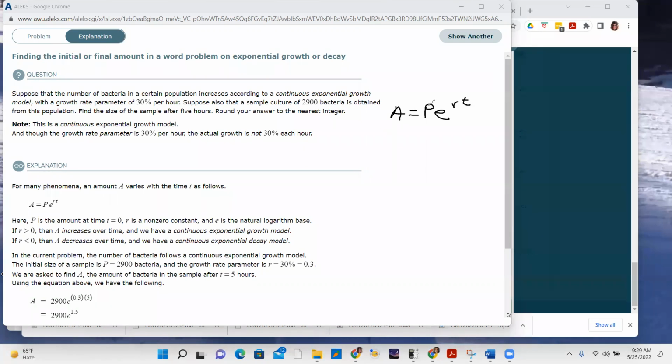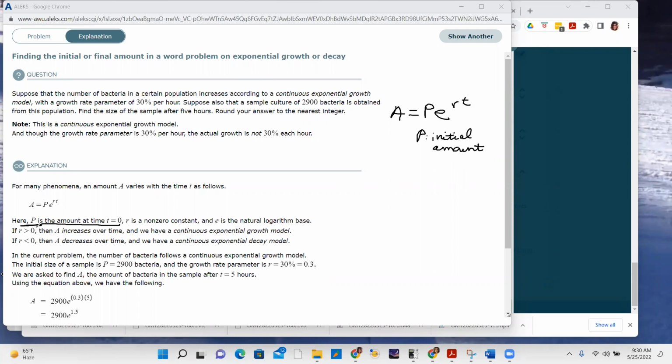And so normally we think of P, if we're talking about money that's growing exponentially, as the principal. That's why we use that P, but it's the initial amount, or the amount at time zero, right? So P is the initial amount. The initial amount of bacteria, the initial amount of money, the initial amount of mass.